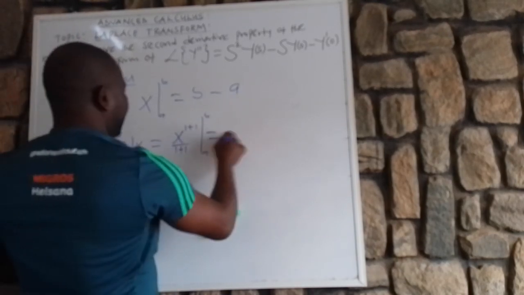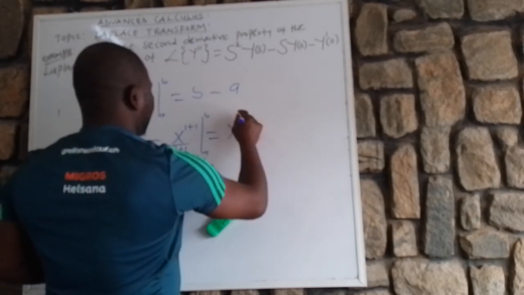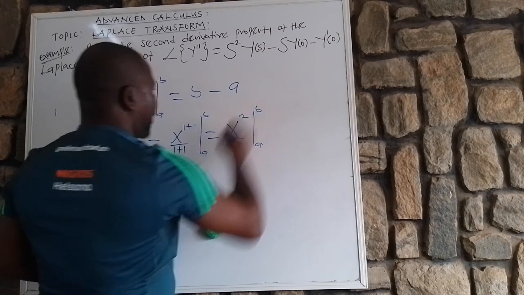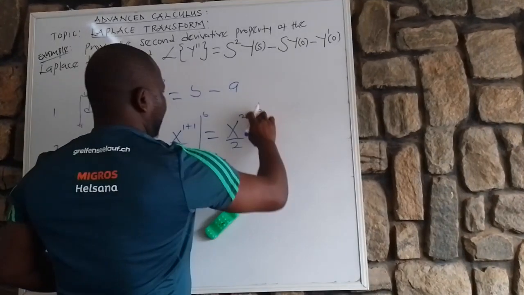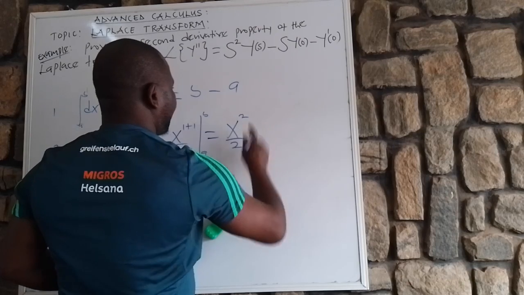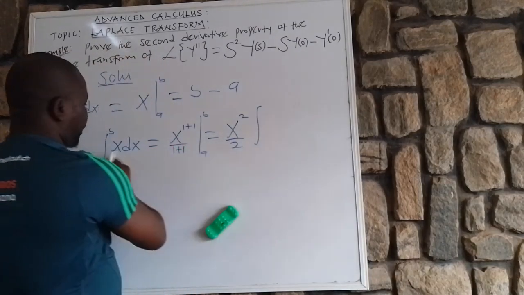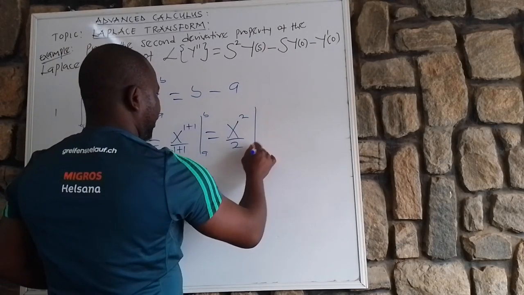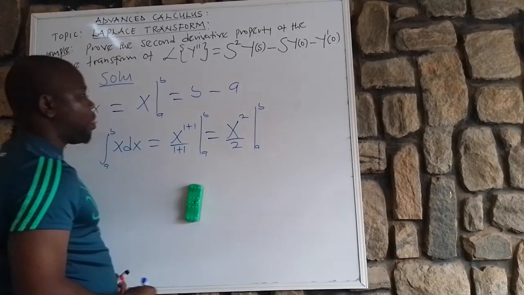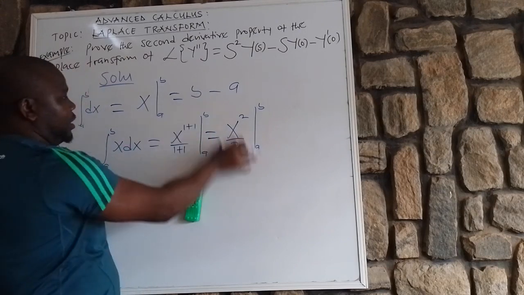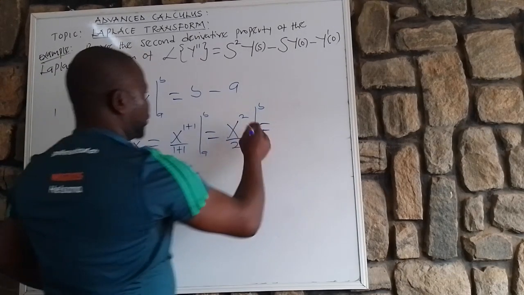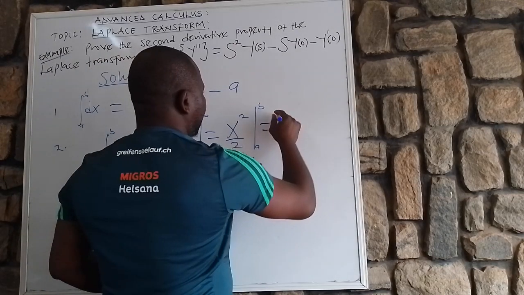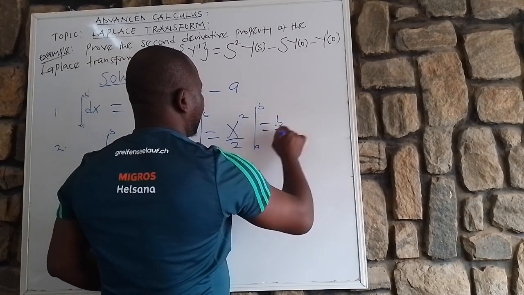So this is the same thing as x raised to the power of 2 all over 2, from a to b. Mind you, you are not going to rewrite the integral this way, because you have already integrated. You just write it straight, a to b. So we are going to do the same thing here. We are just going to substitute the upper limit minus the lower limit. That is b squared all over 2.